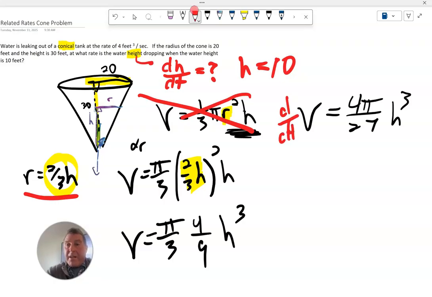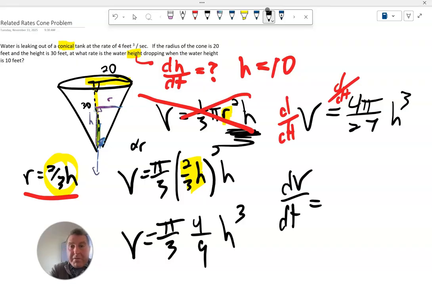So I'm going to derive the left side with respect to time, derive the right side with respect to time. On the left, I get dV dt, that's the rate of change of the volume. And on the right side, I don't even have to use a product rule like I would have had if I had an r squared times h. I just derive h cubed, the 3 comes down. So 3 cancels with the 27, which becomes 9.